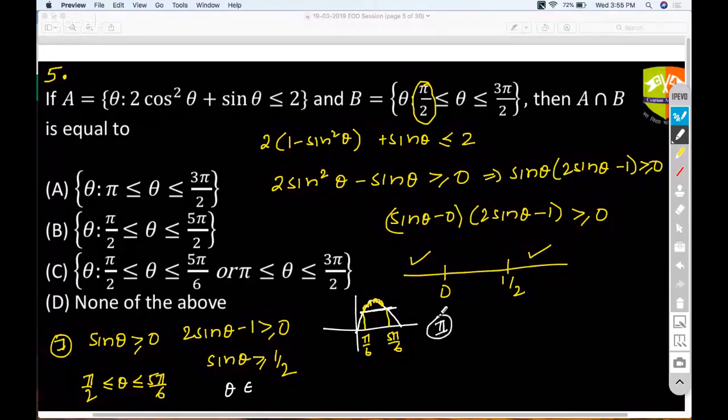Second case is where you can take your sine theta to be negative and 2 sine theta minus 1 also to be negative. That is, sine theta is negative and sine theta is less than or equal to half.